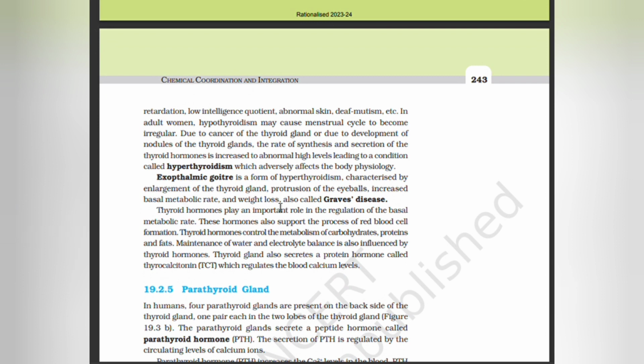Thyroid hormones play an important role in the regulation of the basal metabolic rate. These hormones also support the process of red blood cell formation. Thyroid hormone controls the metabolism of carbohydrate, protein and fat. Maintenance of water and electrolyte balance is also influenced by these hormones. Thyroid gland also secretes a protein hormone called thyrocalcitonin, which regulates the blood calcium levels.